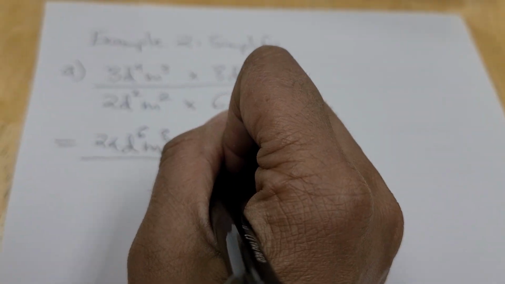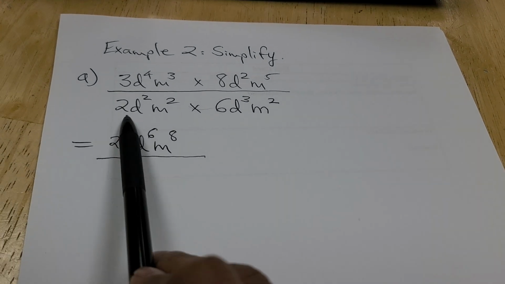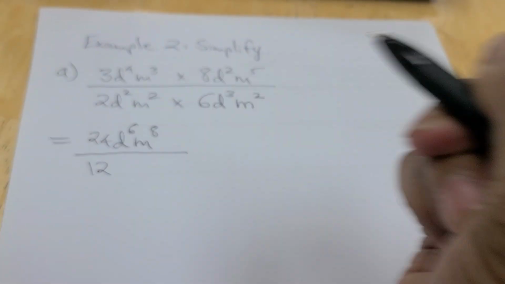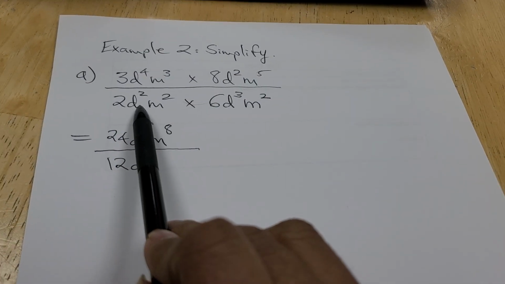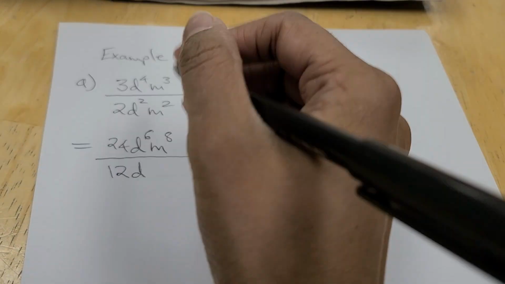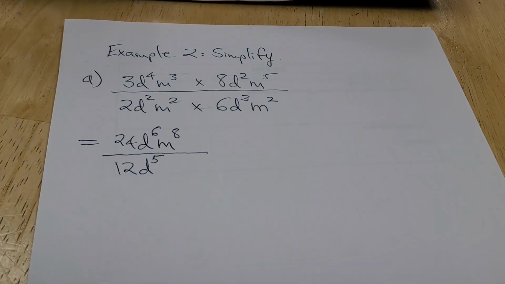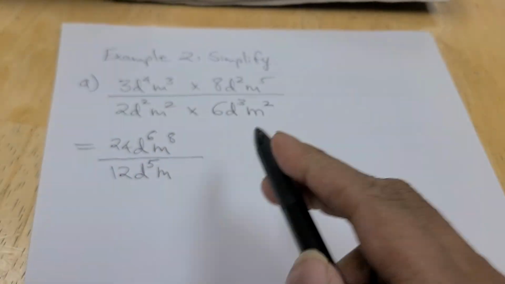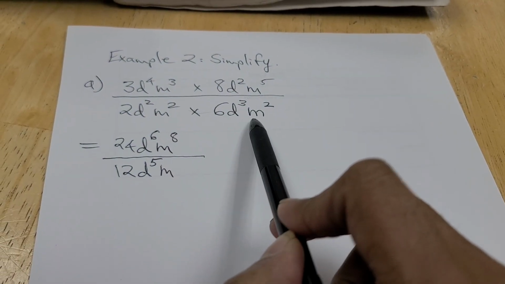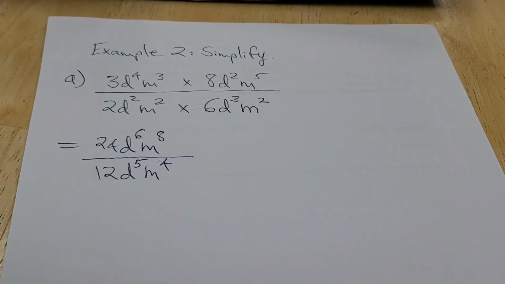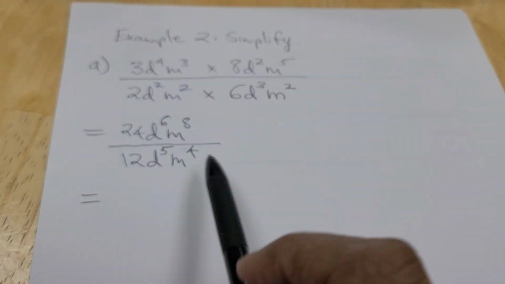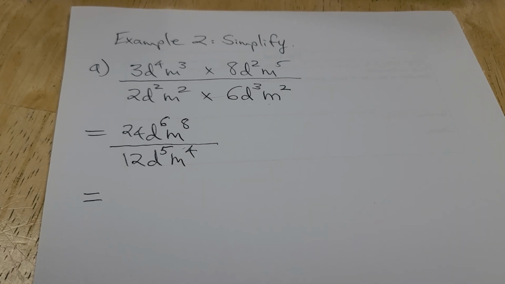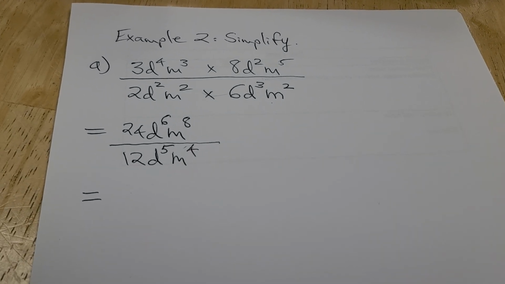And then for the denominator, we'll do it separately. 2 times 6 is 12, right? D, and then you're going to do d squared plus d cubed, d to the power of 5. And m is m squared plus m squared, m to the power of 4. Okay? And I would definitely do this step separately. You're not going to do everything together or you'll get the wrong answer.